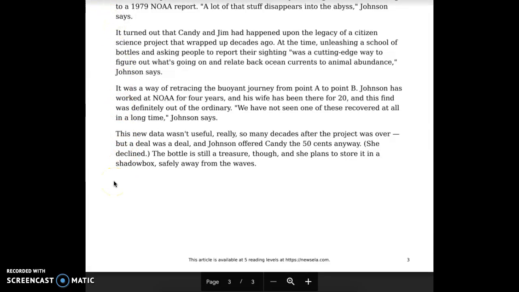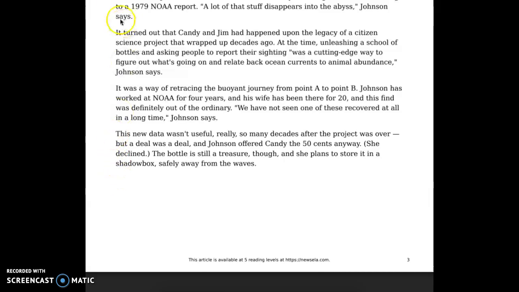The new data wasn't useful, really, so many decades after the project was over. But a deal was a deal, and Johnson offered Candy the 50 cents anyway. She declined. The bottle was still a treasure, though, and she plans to store it in a shadow box, safely away from the waves.